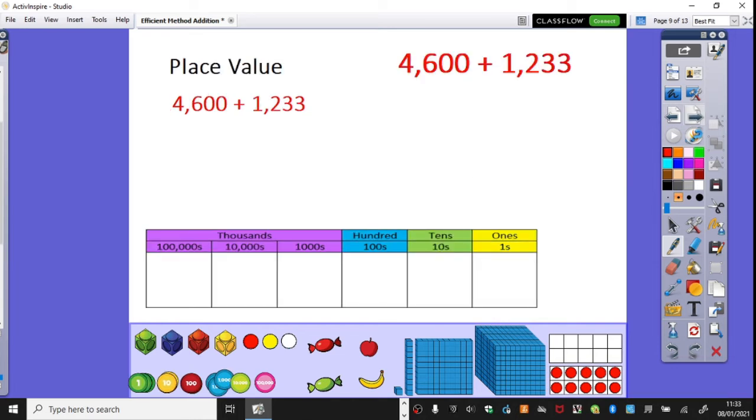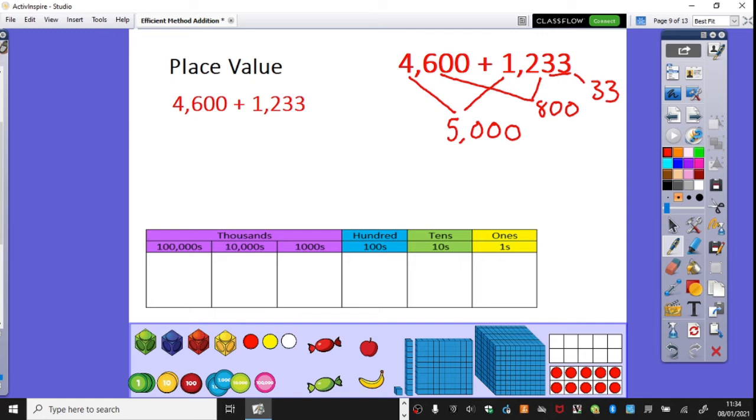Now, when you look at this next question, we can use our knowledge of place value, because there is no crossing of boundaries in place value in this question. If we look very closely, we can simply add 4,000 to the 1,000 to give us 5,000, and the 600 to the 200, which gives us 800, and then our 33 can stay the same.